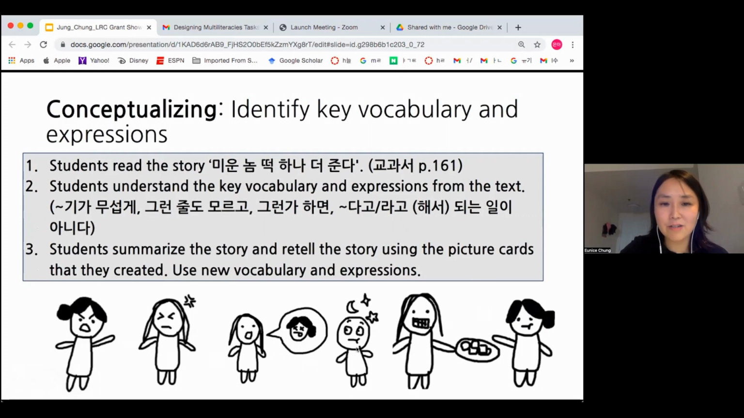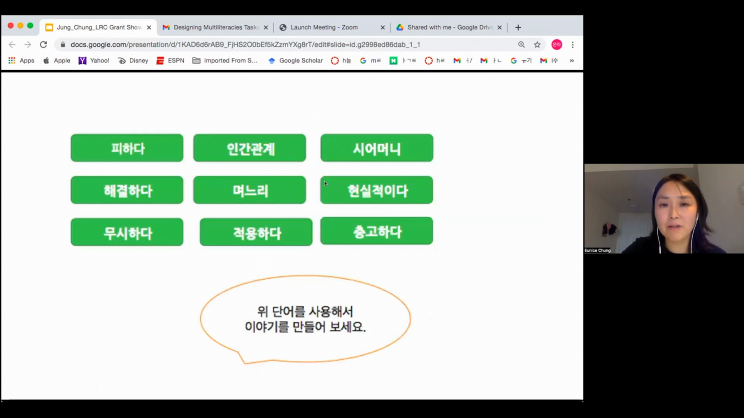So this is actually a drawing that one of the students did. And she had really good drawing skills. So I wanted to show you this example, but they use this image to retell the story using the vocabulary that they've learned in this lesson.